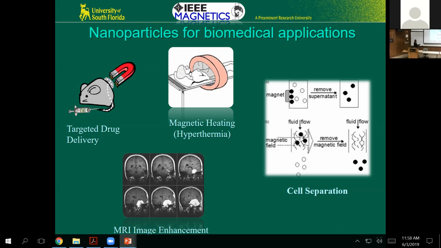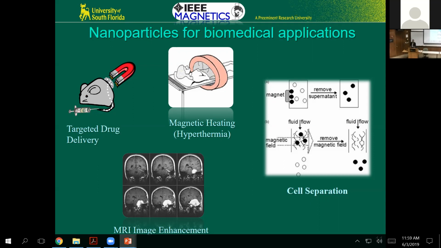I'm going to skip this cell separation. You can use it for separating different biological entities, but the focus is going to be on using these magnetic nanoparticles without attaching any drug or anything like that, just using the particles themselves for generating local heat and killing cancer cells. This is called magnetic hyperthermia, and the rest of my talk is going to focus on how do we do this and how do we improve this, okay?